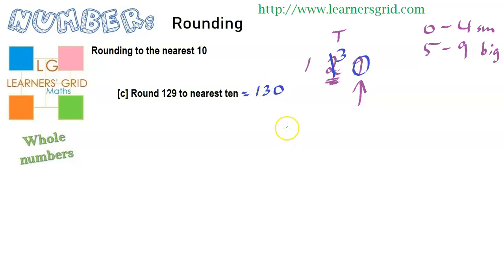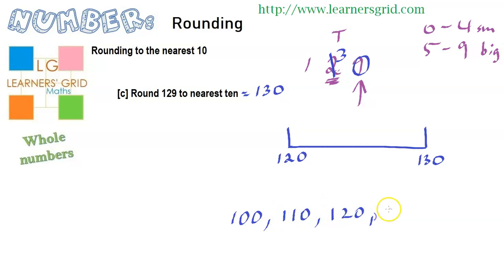Again, let's have a quick look at a sort of number line kind of deal. What is it? 120 and 130. Because if I think of the numbers 100, 110, so I'm counting up in tens, 120, 130, I know that 129 is somewhere in here, between 120 and 130, right? So here is 125.